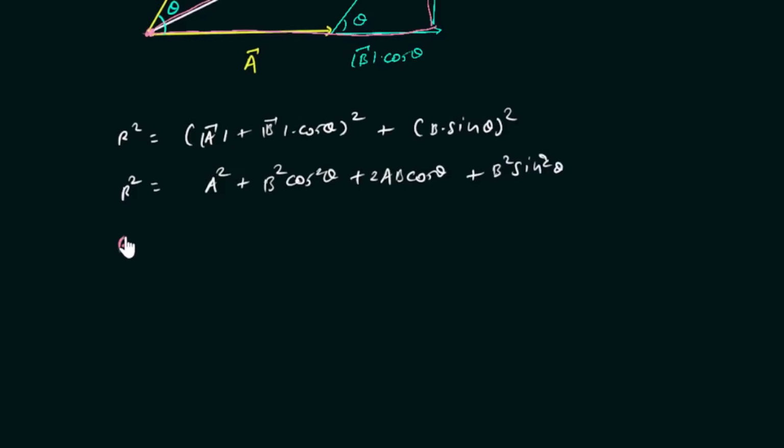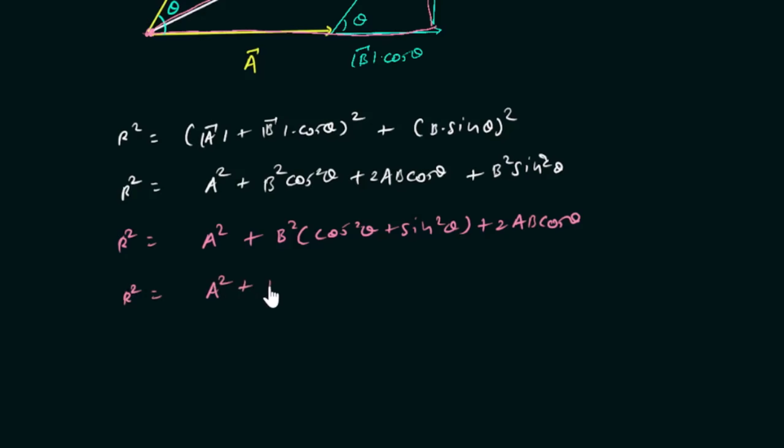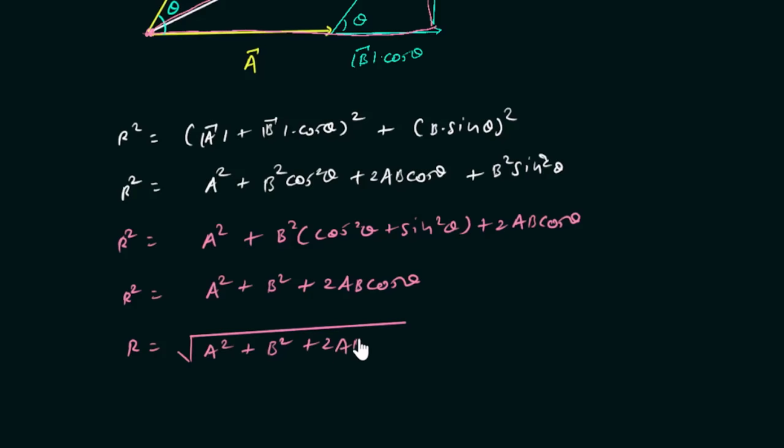So R square will be A square plus B square, and in the bracket we will have cos square theta plus sin square theta, plus 2AB cos theta. Cos square theta plus sin square theta is basically 1. So you will get R equals the square root of A square plus B square plus 2AB cos theta. So the magnitude of R is given by this.